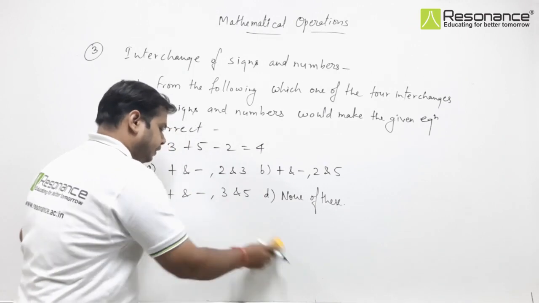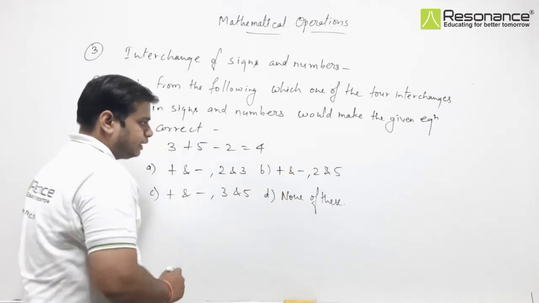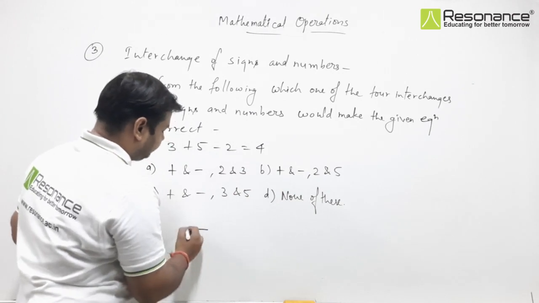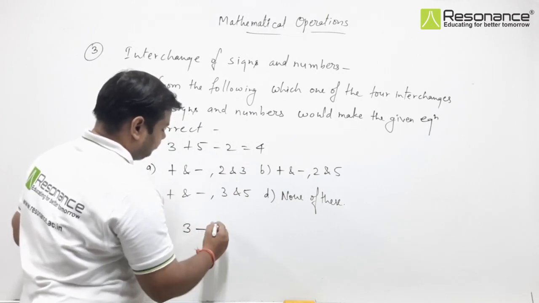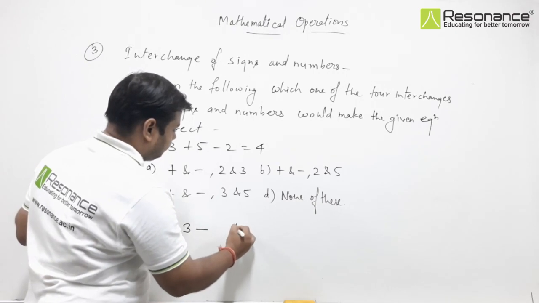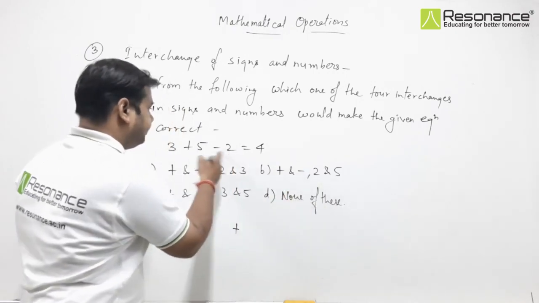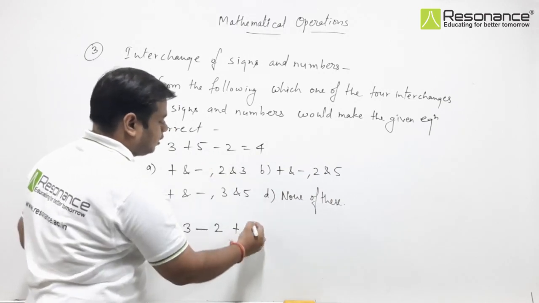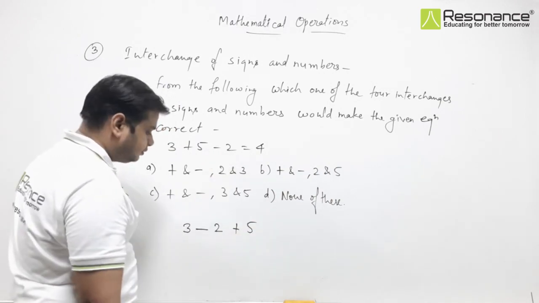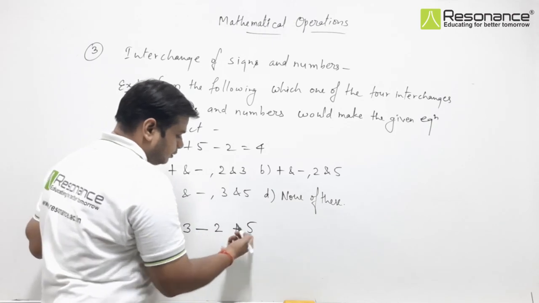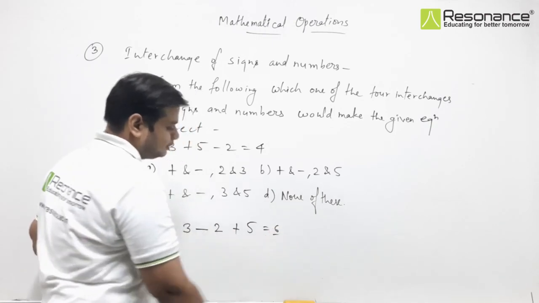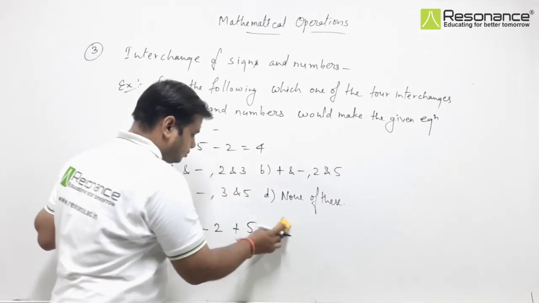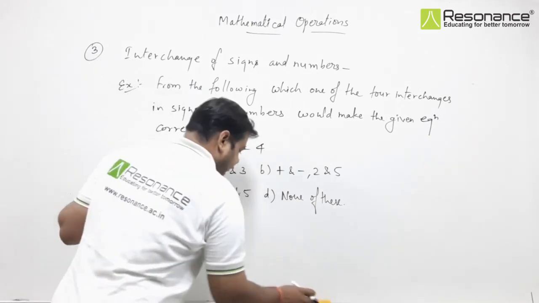So that is not the correct solution. Let's do the second one, plus and minus. So minus is here, 3 minus, and plus is here, and 2 and 5 will interchange. At the place of 5, 2 will be here, at the place of 2, 5 will be here. If we solve this equation, 3 minus 2 is 1 and 5 plus 1 is 6. It will give us 6, but we need 4. So it is also not correct.